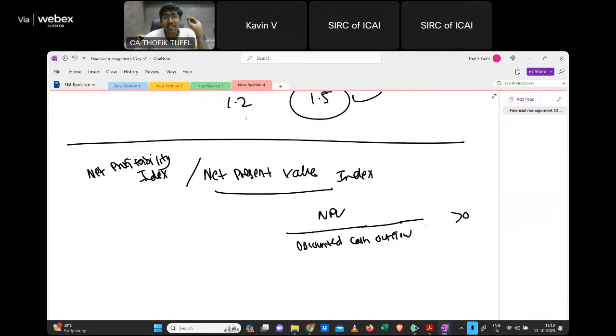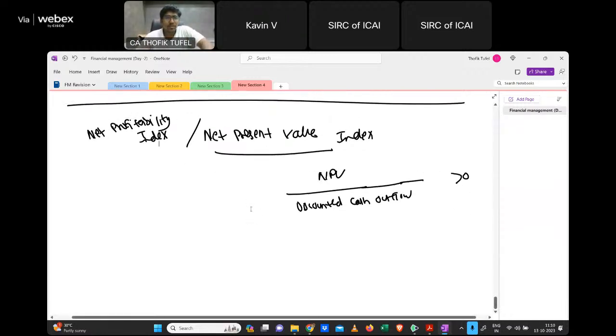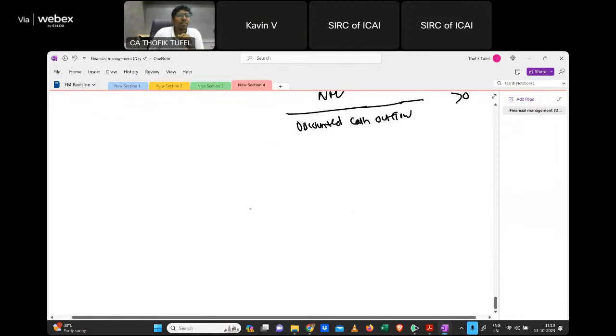Just small crispy points I'm telling you, so that you should not make mistakes in examination. Why I'm discussing all these points is that at this point in time you are mature enough, because you have read financial management, to solve the problem. But if you're able to remember and retain these small points, the examination will be a bit easier for you. So net profitability index we completed, NPV we completed. Next one.